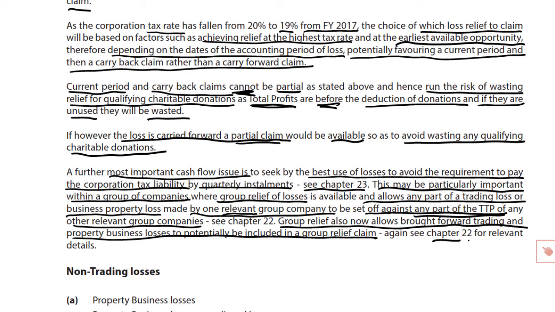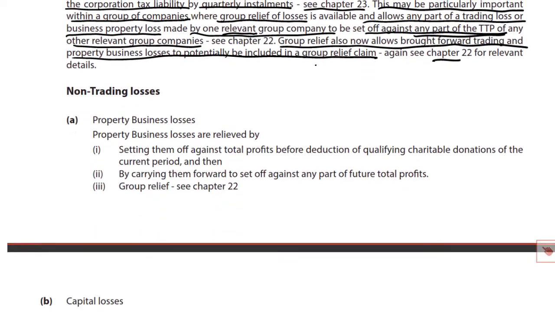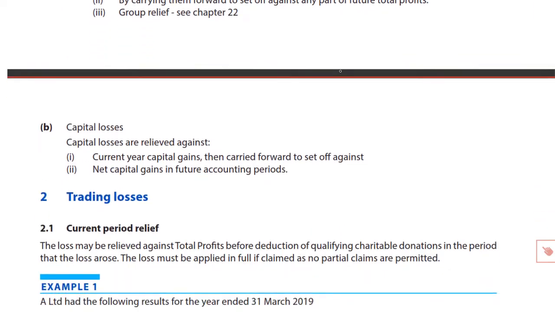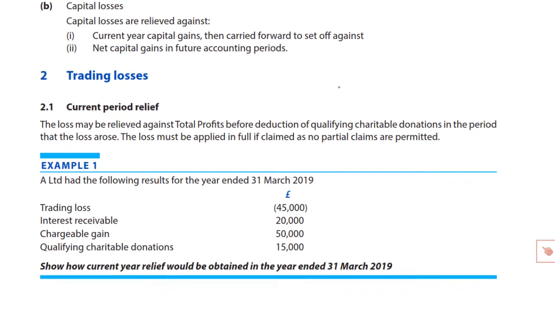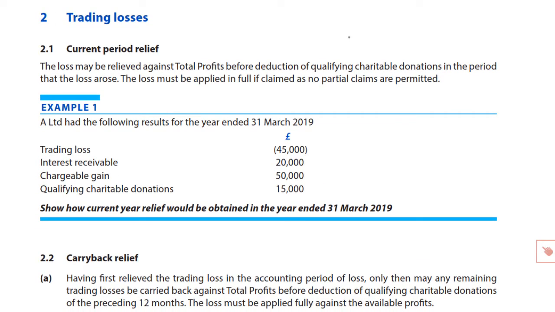All right, we won't talk about non-trading losses at the moment. Let's just put into practice and see the individual detail of how these trading losses are used. If you are told in a question that a company wishes to claim relief at the earliest available opportunity, a fairly standard requirement, certainly in past examination questions, what would that mean? It would mean that the first relief that you would claim would be this one, current period.